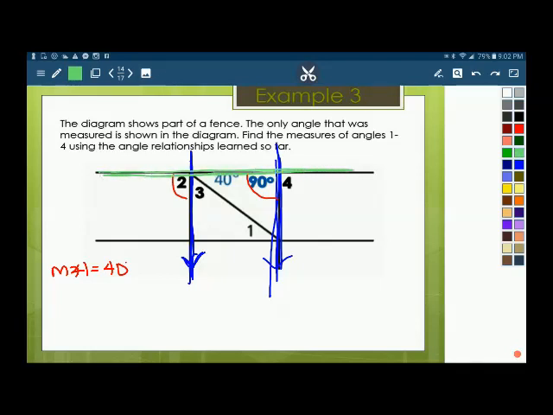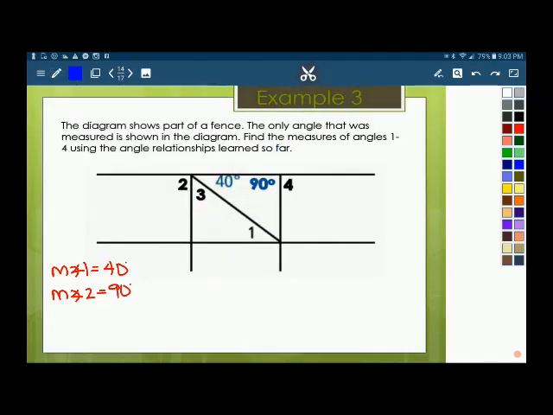Okay, so just one of those lines being the transversal. So since 2 corresponds to 90, because they're both in the bottom left-hand corner, the measure of angle 2 is also equal to 90 degrees. And I'm actually going to label those on my diagram as well. So I'm just going to write it right on top of where those numbers are. So this was 40 degrees. Okay. And then angle 2 was 90 degrees.